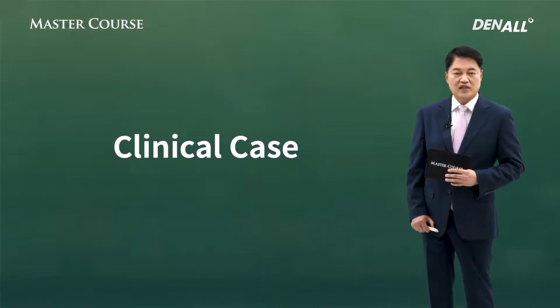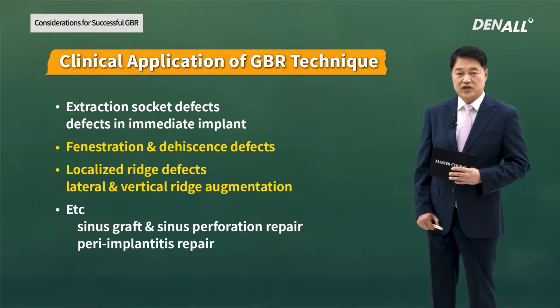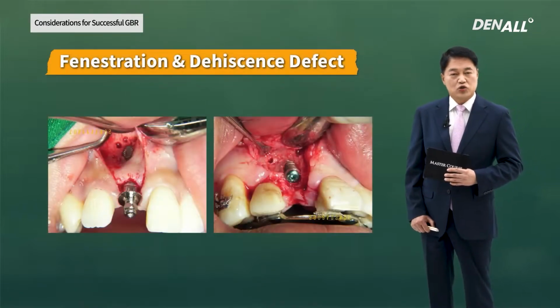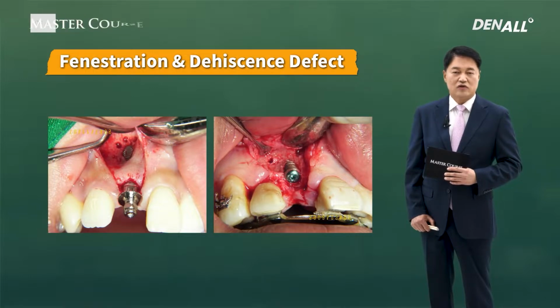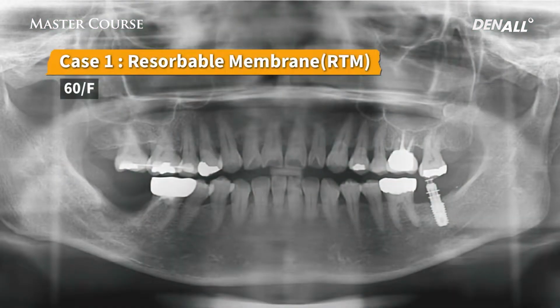I cannot show you everything, and I'm going to talk about fenestration, dehiscence defect, and localized ridge defect cases of which I did GBR. On the left, on the apex, you can see that there's a defect. This is a fenestration defect. And the defect on the coronal side is a dehiscence defect. The prognosis is better in fenestration defect, and it's more difficult to treat dehiscence defect.